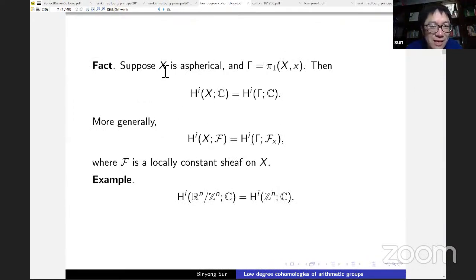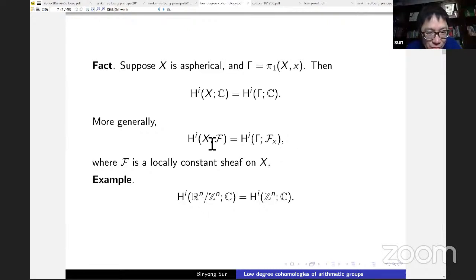This is a classical result from algebraic topology. If X is aspherical and Γ is its fundamental group, then the cohomology group of X equals the group cohomology of Γ. More generally, we can consider a local system on X. If F is a locally constant sheaf on X, then this sheaf cohomology H^i(X, F) equals the group cohomology of the fundamental group, with coefficients in the stalk of F at a point x. So the sheaf cohomology is the same as the group cohomology.